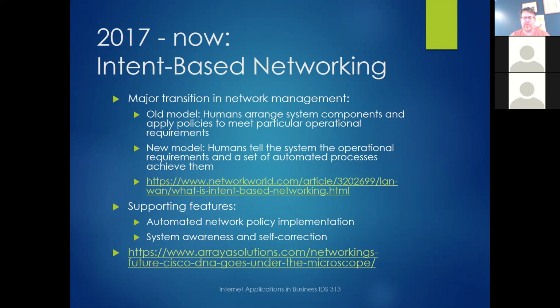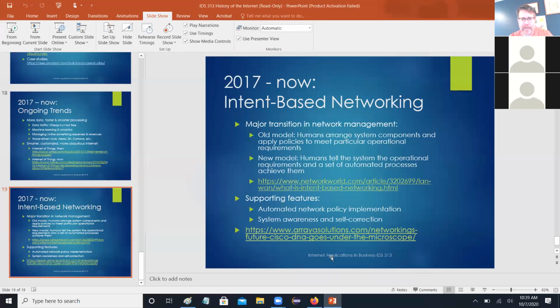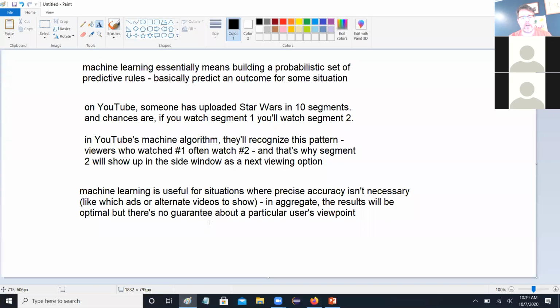The new model, you label all the things, all the components of the network, and the system is going to configure itself to achieve your operational goals. It is a big thing, and it's much easier for the humans, because once you've put those correct labels in place, then you kind of just monitor it to see what's going on. Some other features about it that are really neat in, for example, some of the state-of-the-art Cisco systems, system awareness and self-correction. Okay, we'll take a minute to talk about that, then we'll call it a day.